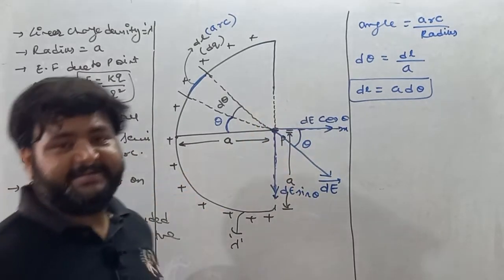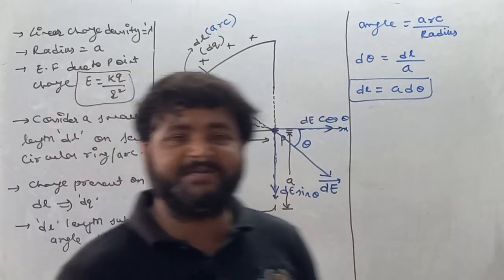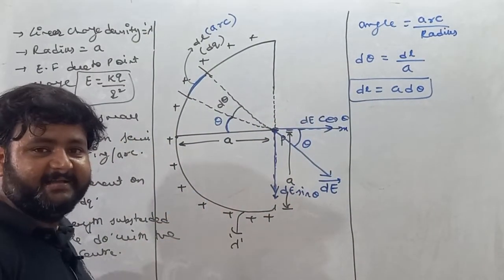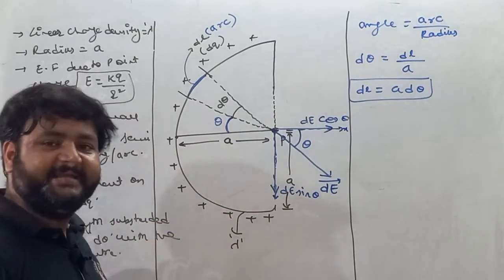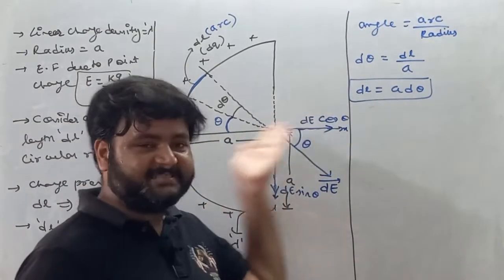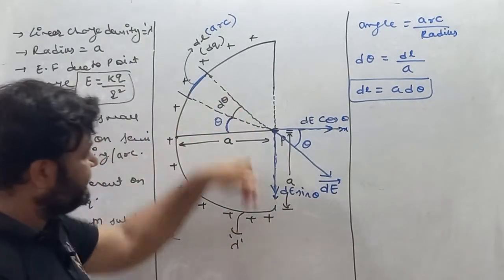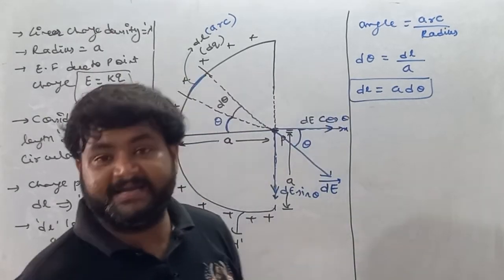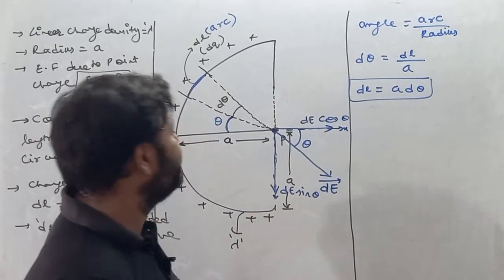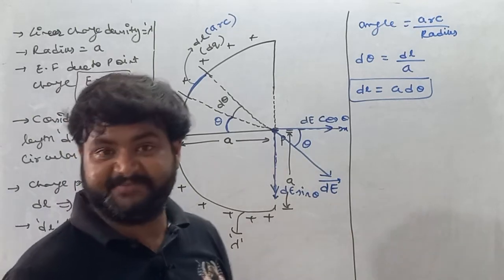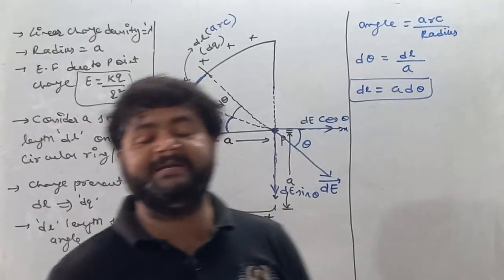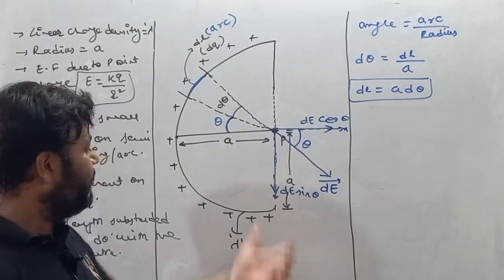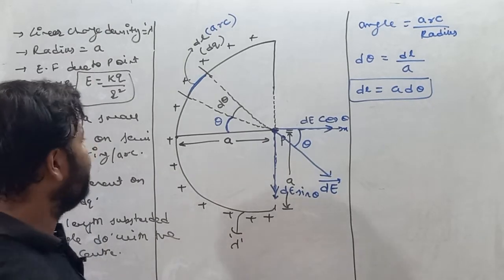Now see, my dear student, like in the ring, we have two different components of electric field. One is dE cos theta and the other is dE sin theta. Both components are in different directions. dE cos theta is along the positive x-axis and dE sin theta is along the negative y-axis. So we have to identify which component of electric field is active, or we can say effective, either dE cos theta or dE sin theta.